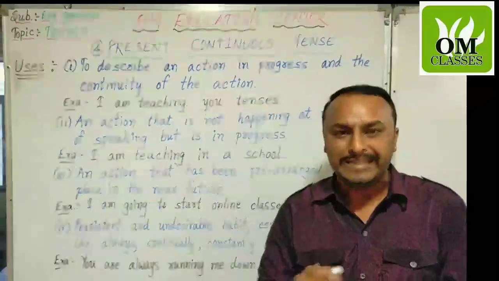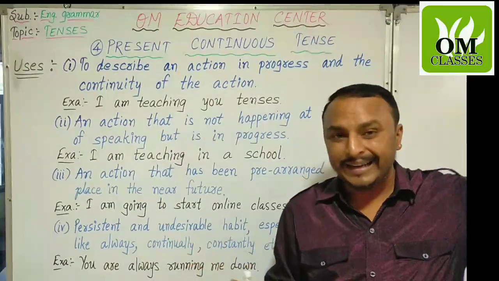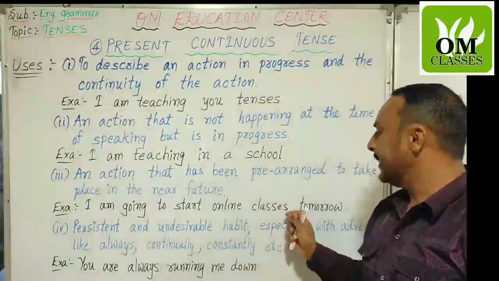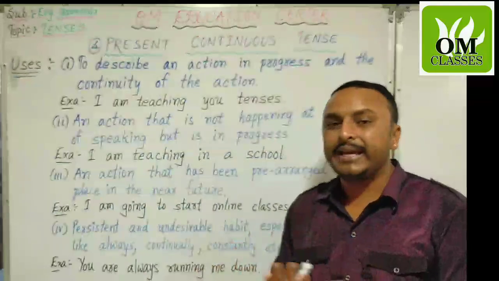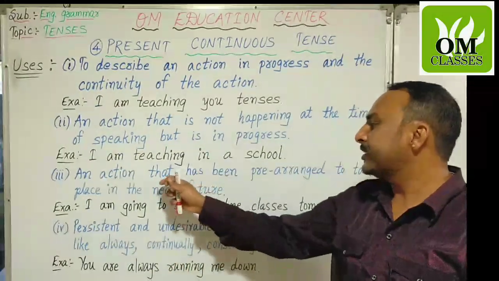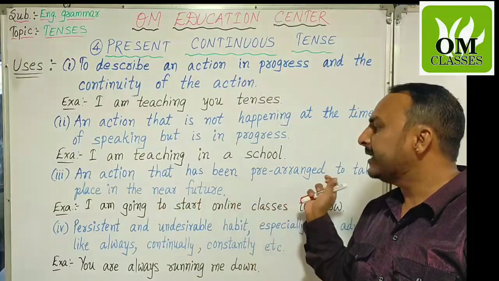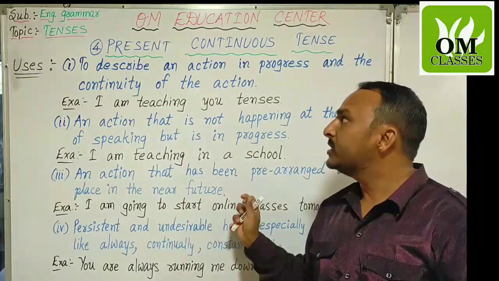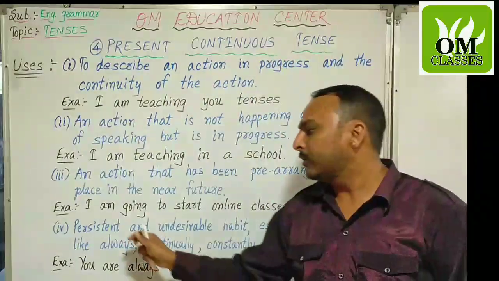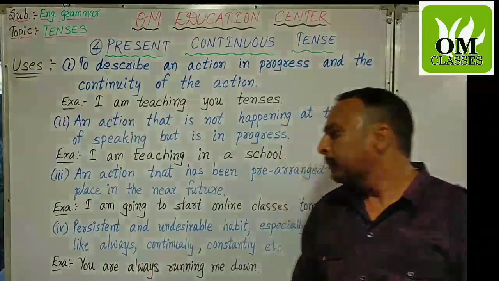Right now I am not teaching online on that Zoom application, but I am going to start online classes tomorrow. Means my planning has been completed, planning is done. So for the action that has been pre-arranged to take place in the near future, we use present continuous tense. Now let's see the fourth use.